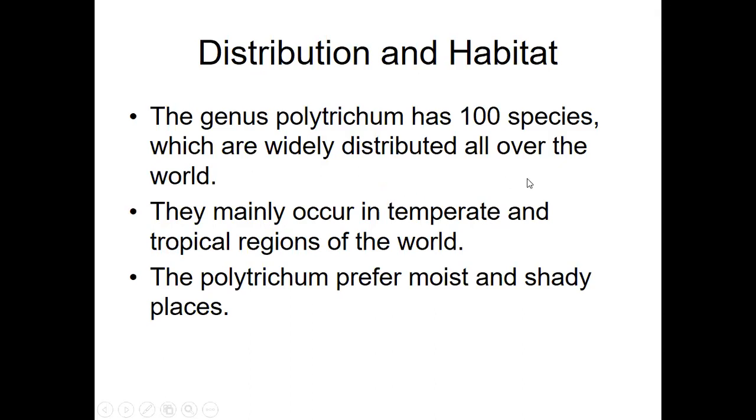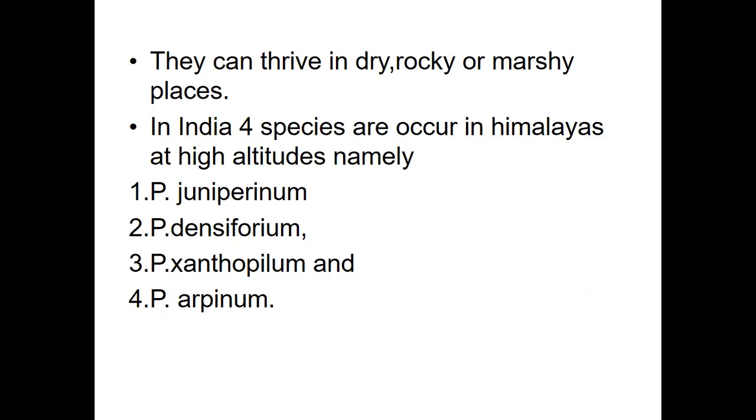Now, moving on to the habitat, that is where this plant is distributed. There are almost 100 species of Polytrichum discovered till now, distributed almost all over the world. Among these 100 species, 60 are available in India. They always occur in the temperate and tropical regions of the world. They prefer moist and shady places. They are completely terrestrial, growing in dry, rocky and marshy places, wherever there is the presence of moisture.